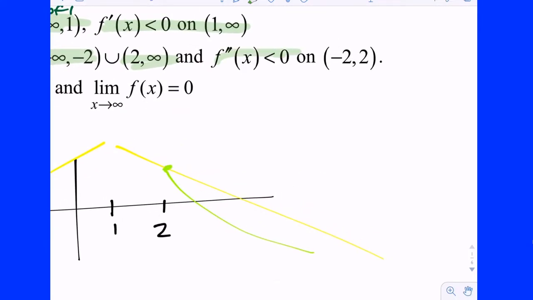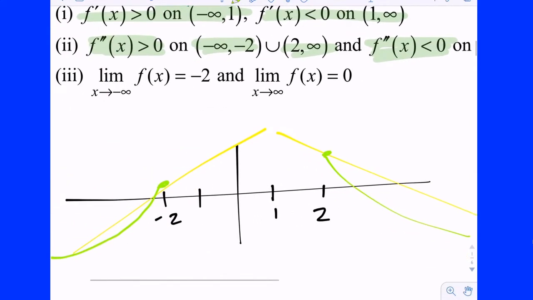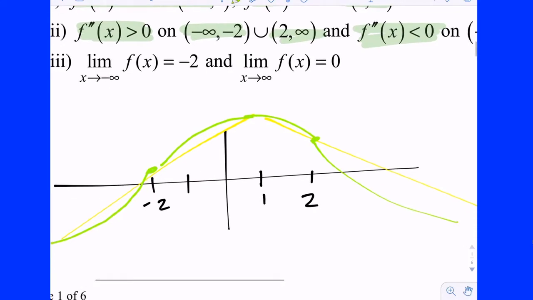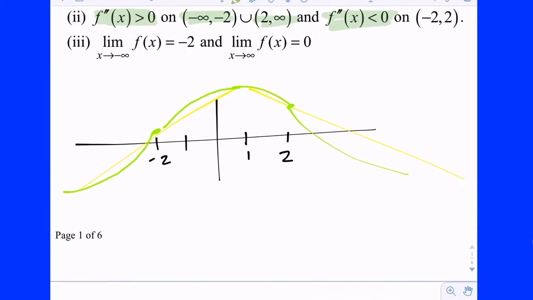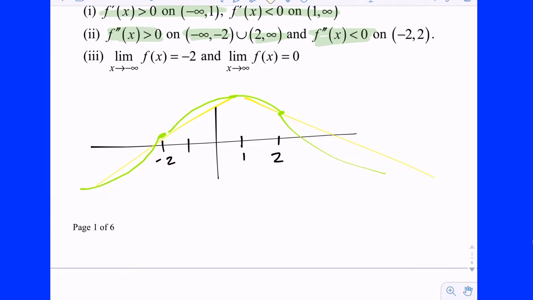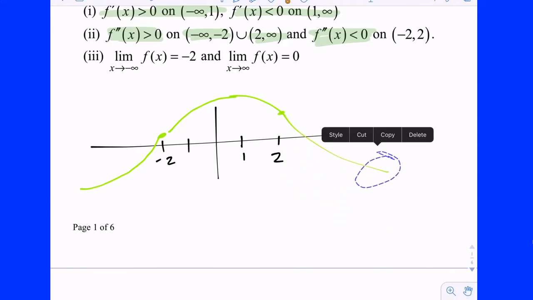Next piece, f double prime is less than 0 between -2 and 2. That means it's concave down. Okay, concave down. So I know it's got to be increasing concave down, and then I know it's got to be decreasing concave down. So once you have that, you can kind of erase the yellow or get rid of it, however you want to do it. And now we kind of have the green. Now again, it doesn't say anything about them needing to be connected. So if you wanted to, you could make this graph kind of disjoint at this moment.